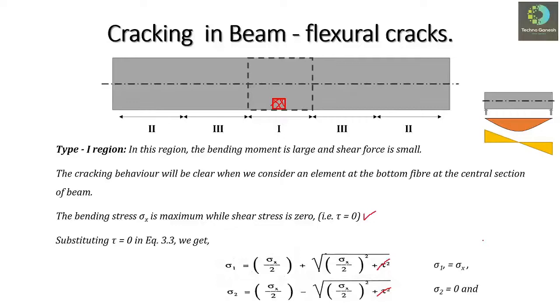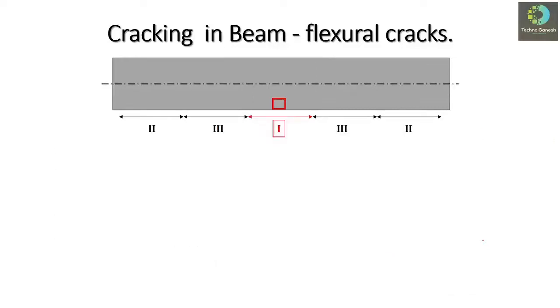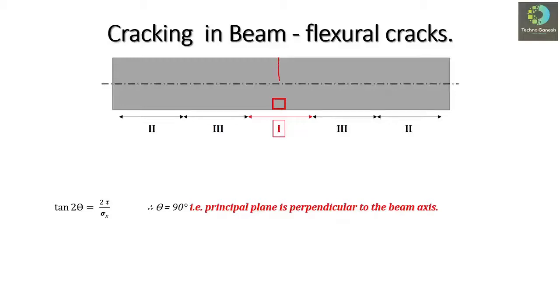Similarly, to find the angle of the principal plane, we can use the relation tan 2 theta is equal to 2 tau upon sigma x. If we put tau equal to 0, then theta will be equal to 90 degrees. So it means that the principal plane is perpendicular to the beam axis, or you can say the principal plane will be perpendicular to this axis, like this.